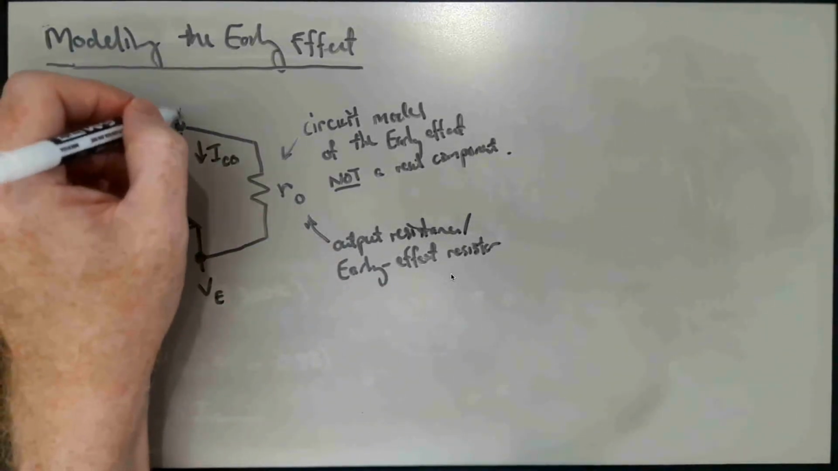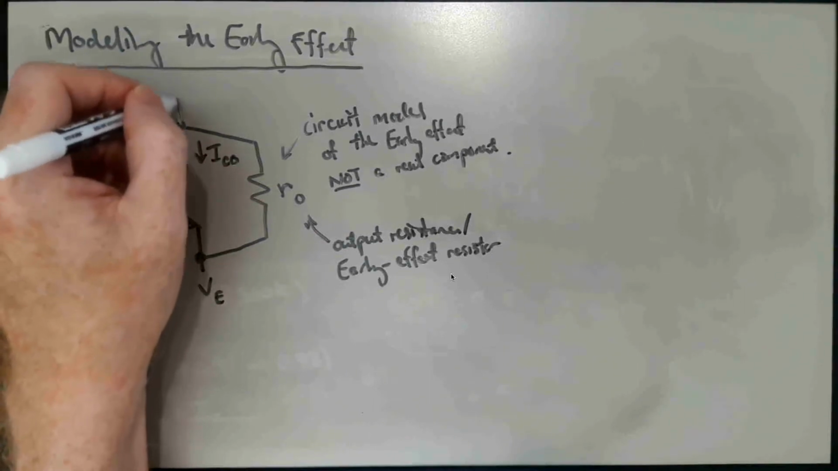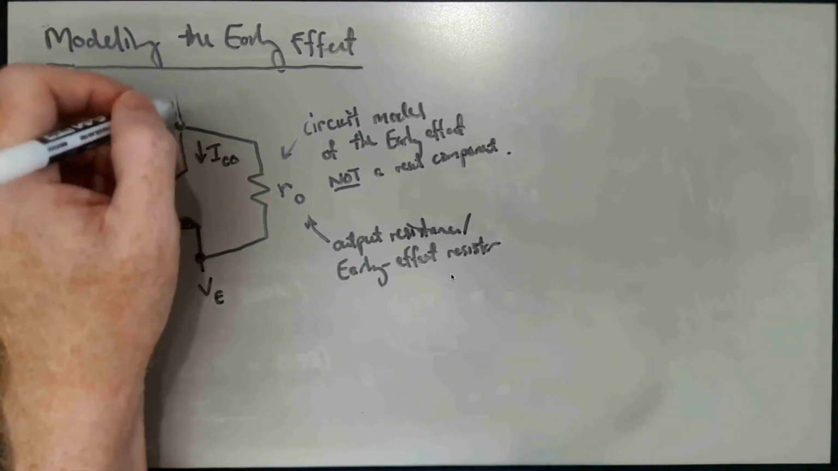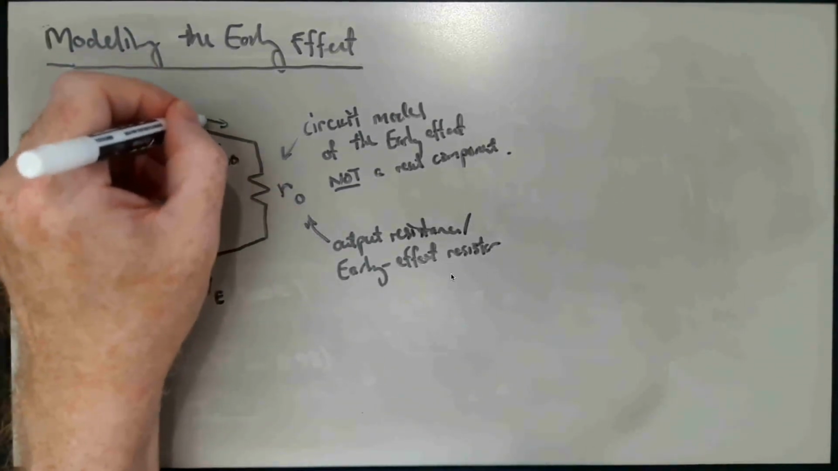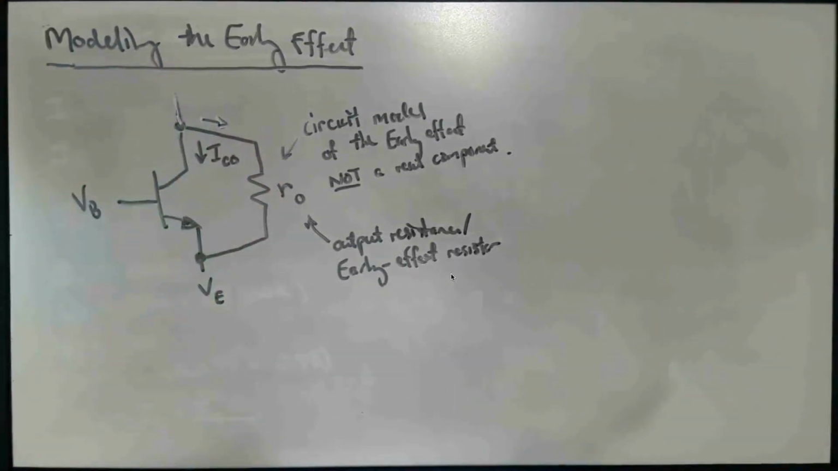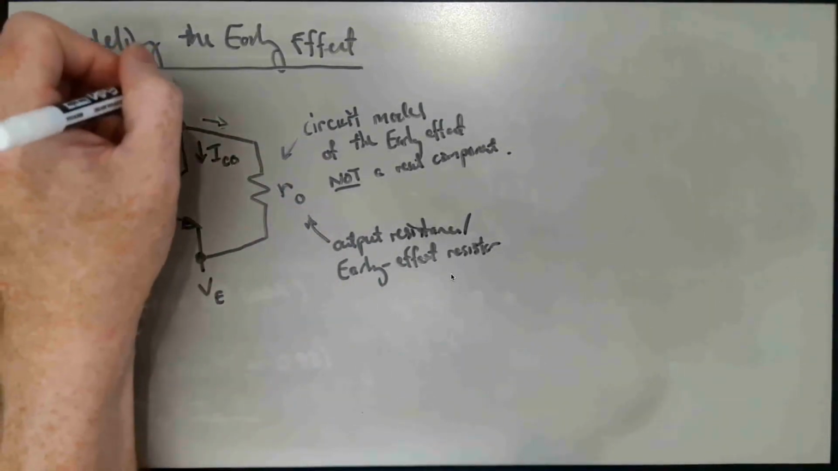But what we want to know is what is the current flowing in this resistor? The current in this resistor, by Ohm's law, so this is VC.